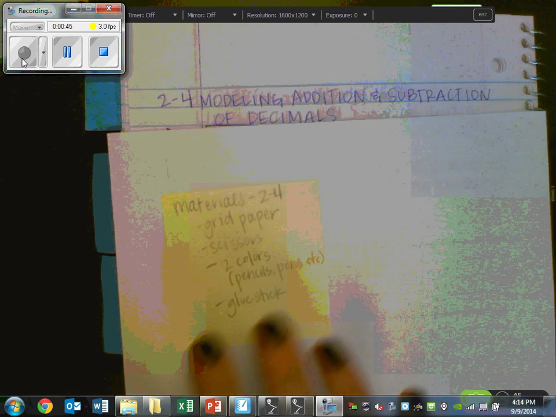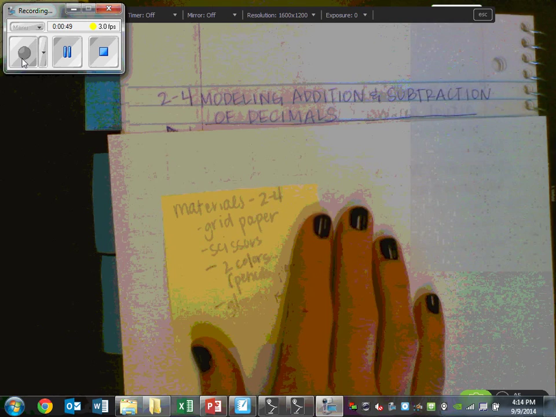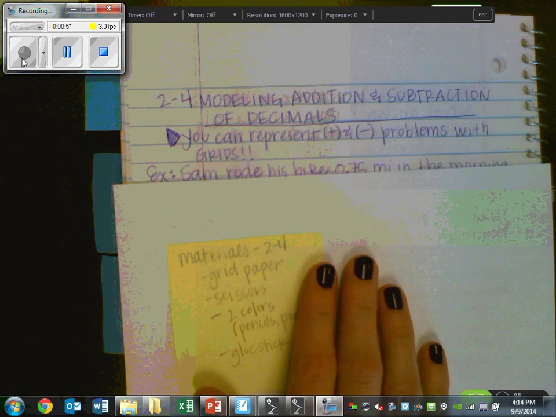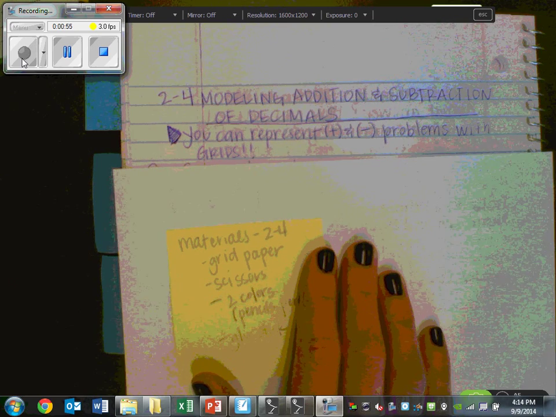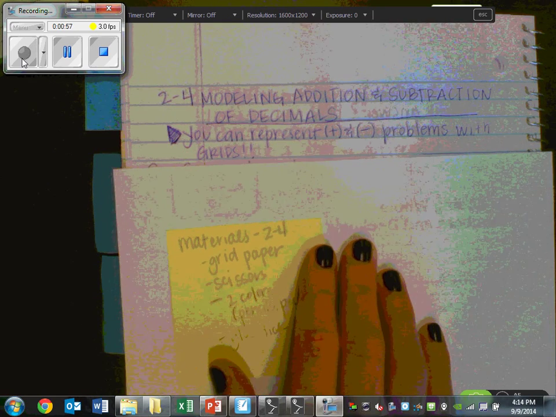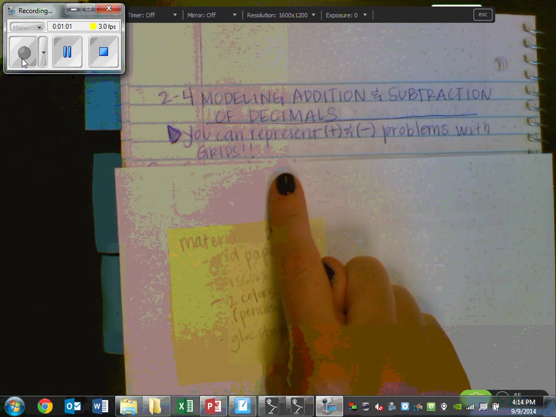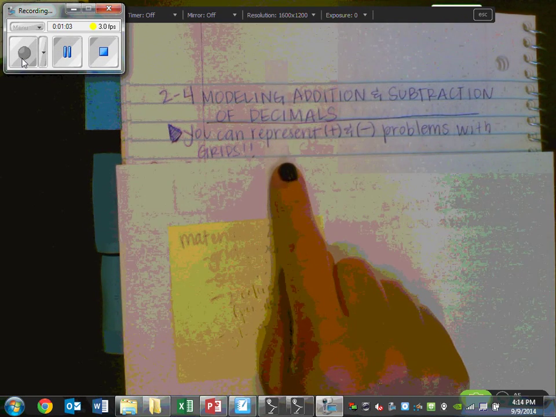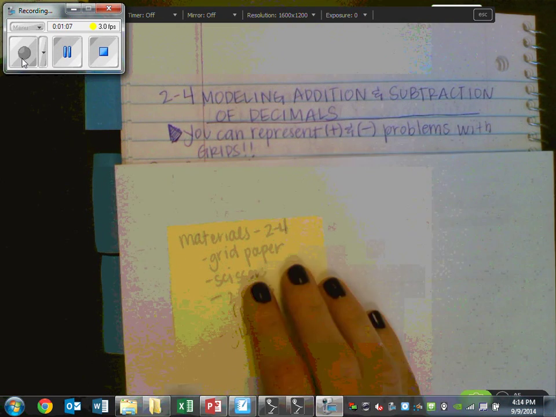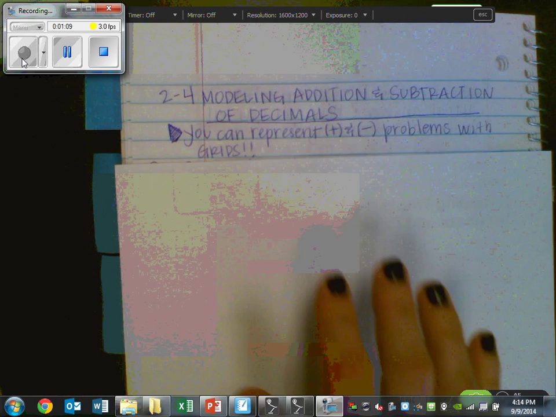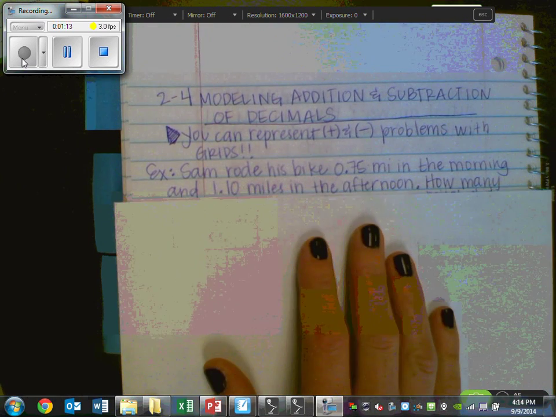Okay, so this lesson is all about modeling addition and subtraction of decimals. And the main thing you need to understand with this lesson is that you can represent addition and subtraction problems with grids. You need to be able to conceptualize and visualize what adding and subtracting decimals looks like. So here's an example.